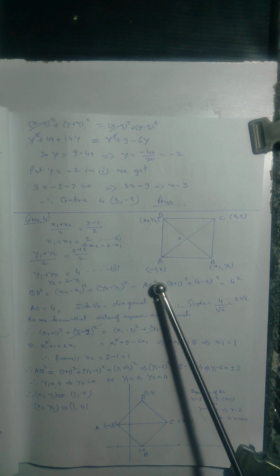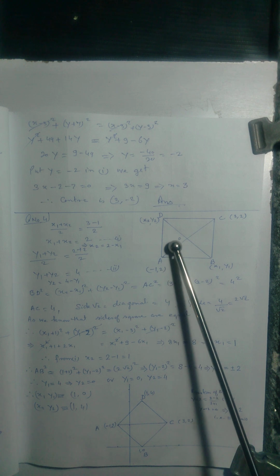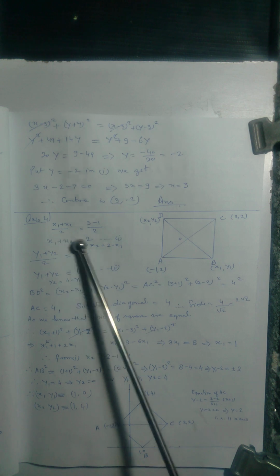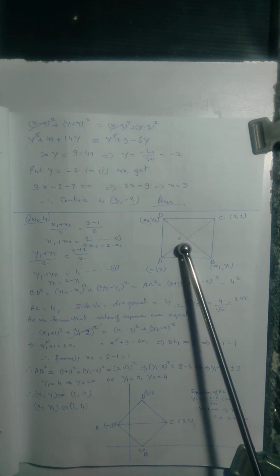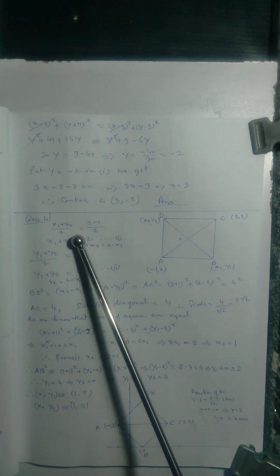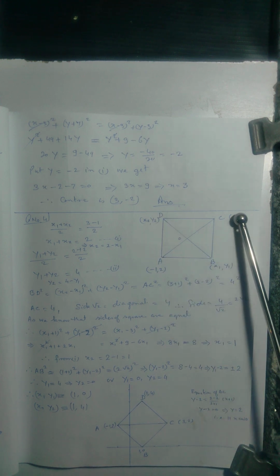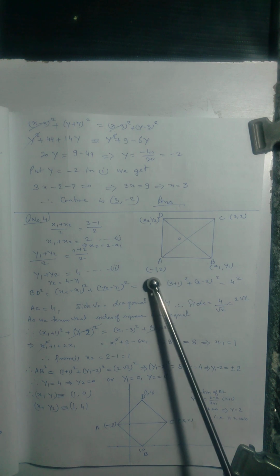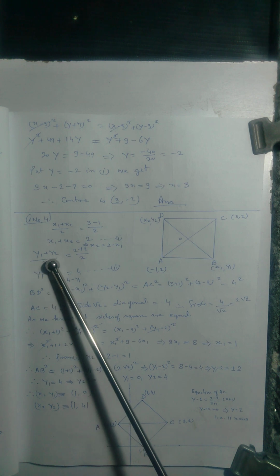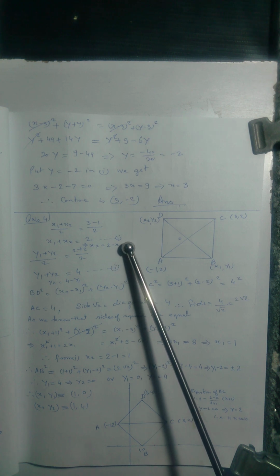As you know that the diagonals bisect each other, and moreover the diagonals of a square are equal and they bisect each other. So O will be the midpoint for AC and BD. So x1 plus x2 divided by 2 is equal to 3 plus minus 1, that is 3 minus 1, divided by 2. So solve it, you will get x1 plus x2 is equal to 2. Let this be equation 1.